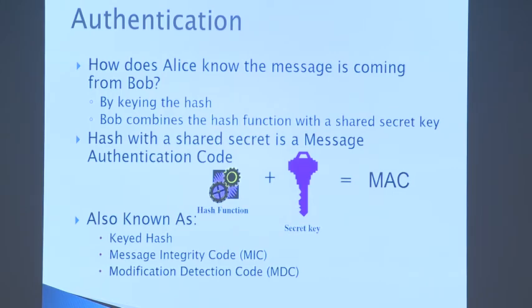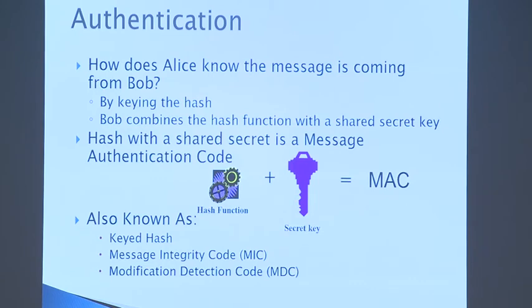Your public key. I'll encrypt Cisco123 with a public key. I will send it to you. You'll decrypt it with your private key. And we now have Cisco123 on both sides. We both have a shared secret. So how do we make sure that this message came from Bob?